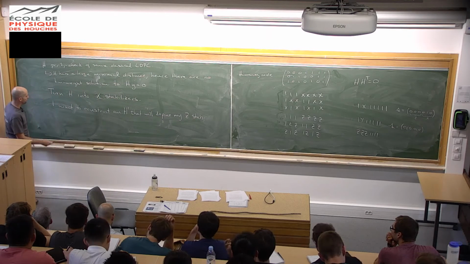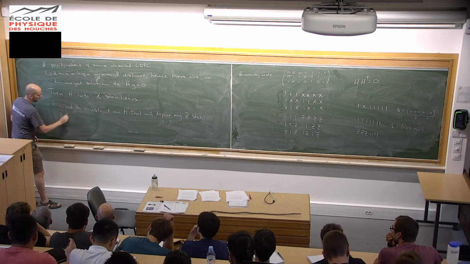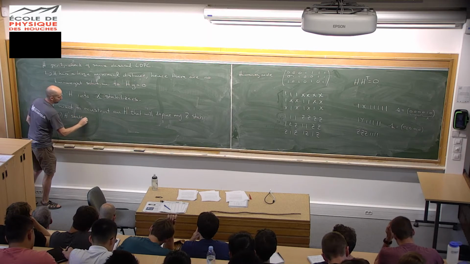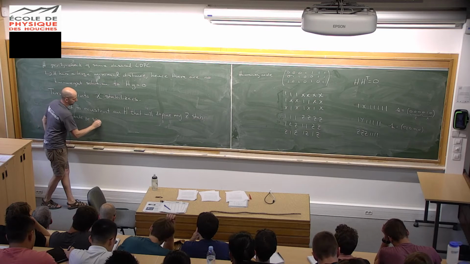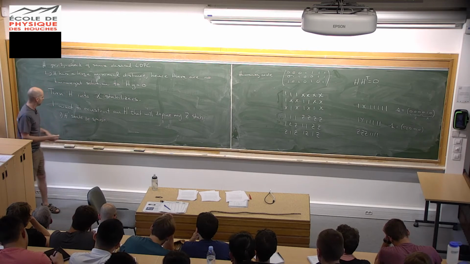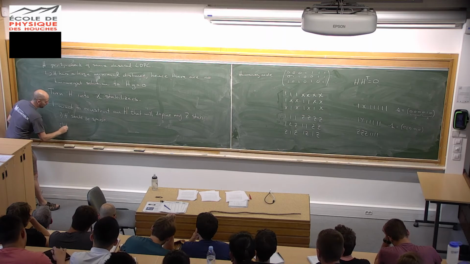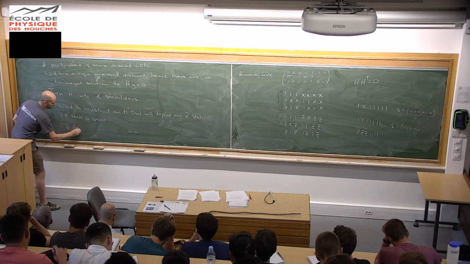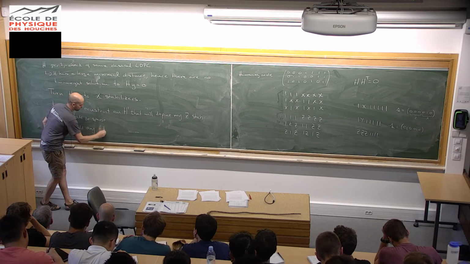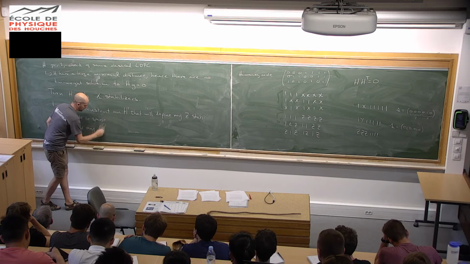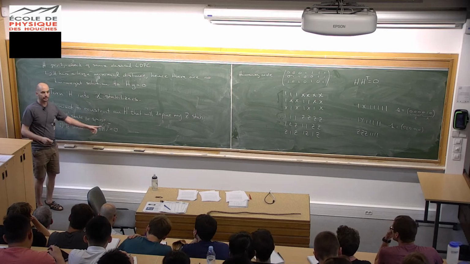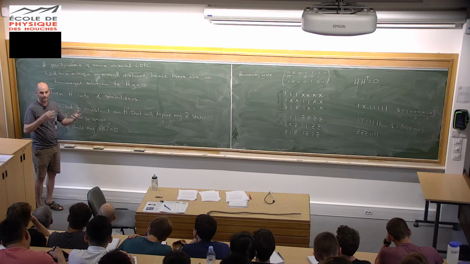H prime must obey two things. H prime should be sparse, because we want a quantum LDPC code. It should obey H H prime transpose equals 0, because this means that the X and Z stabilizers commute.